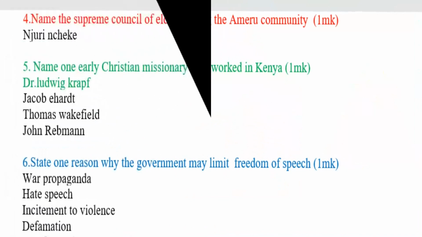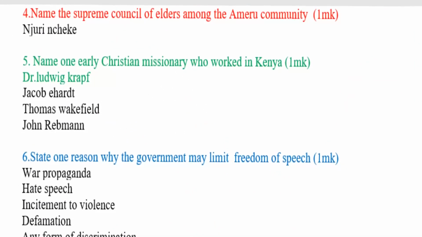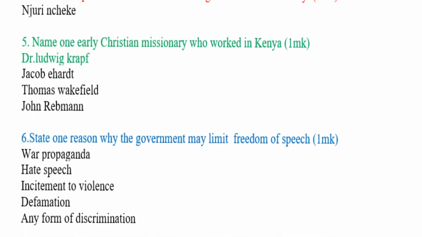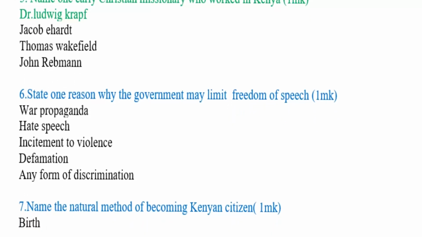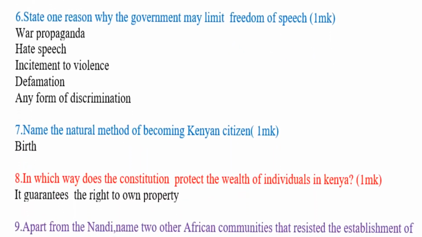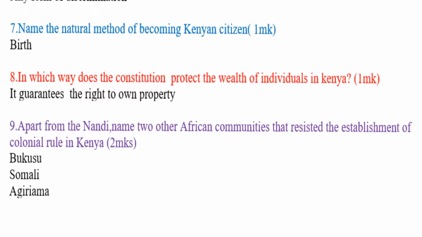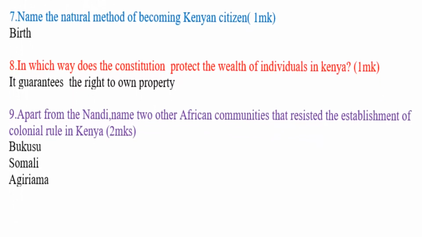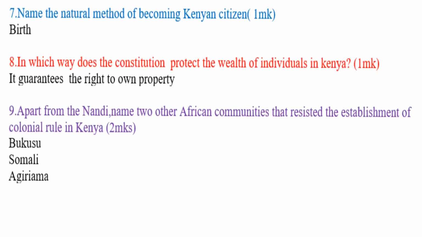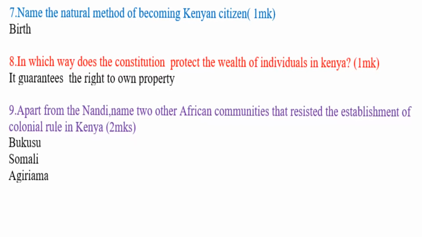Welcome back, our listener, to the other part of the video. Remember, we are answering questions. History paper one. The next question, name the natural method of becoming a Kenyan citizen. That one is obvious. That one is by birth.